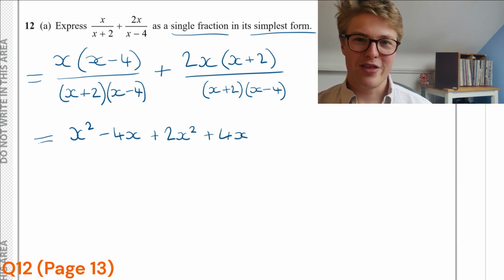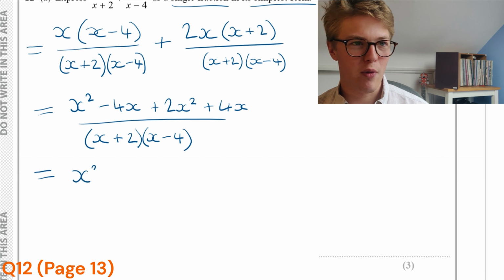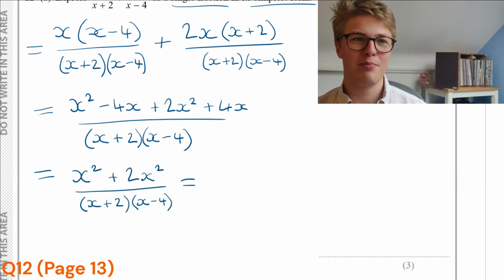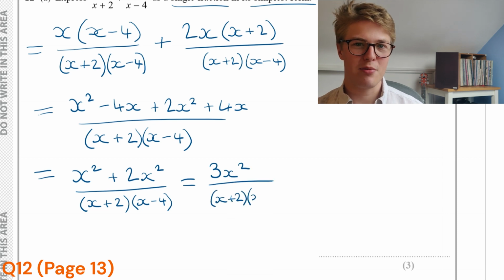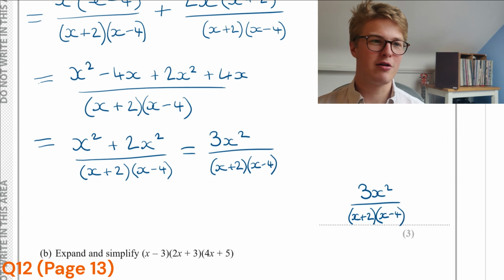So when we expand all of this and add it all together, we get x squared minus 4x plus 2x squared plus 4x all over x plus 2 times x minus 4. This simplifies to x squared plus 2x squared over x plus 2 times x minus 4, which gives us 3x squared over x plus 2 times x minus 4 as our final answer.